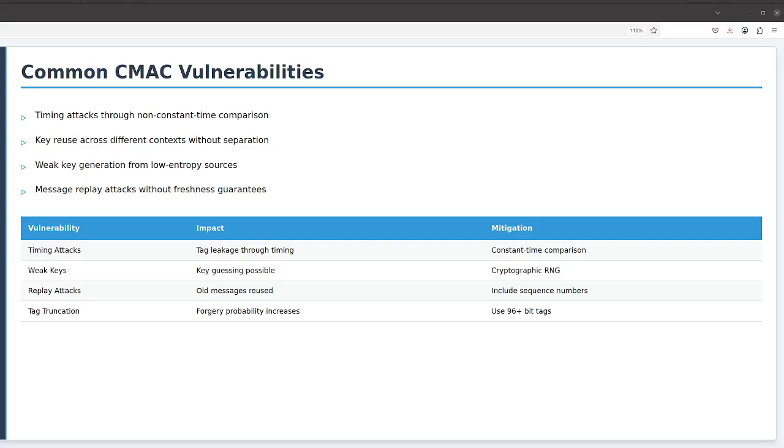A 32-bit tag might seem sufficient, but an attacker has a 1 in 4 billion chance of guessing a valid tag. In high-volume systems where attackers can try many forgeries, this becomes practical. Use at least 64-bit tags, preferably 96 or 128 bits for sensitive applications.